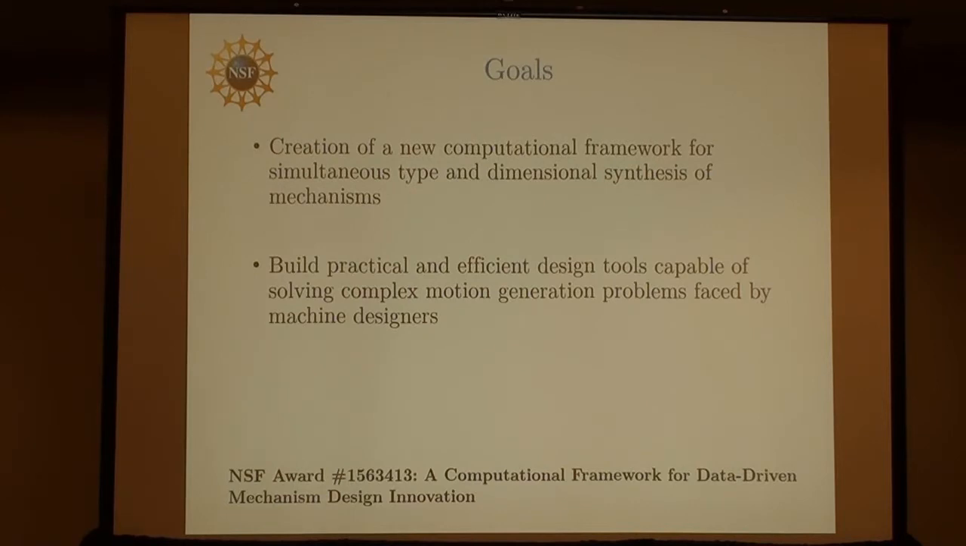And if you can do that, then we can calculate the dimension also. Okay, and this is what we call simultaneous type and dimension synthesis. This is a completely data-driven approach. Okay, and I'm not even talking about the machine learning right now here. So how can we compute the dimension and the type together at the same time from the given problem?